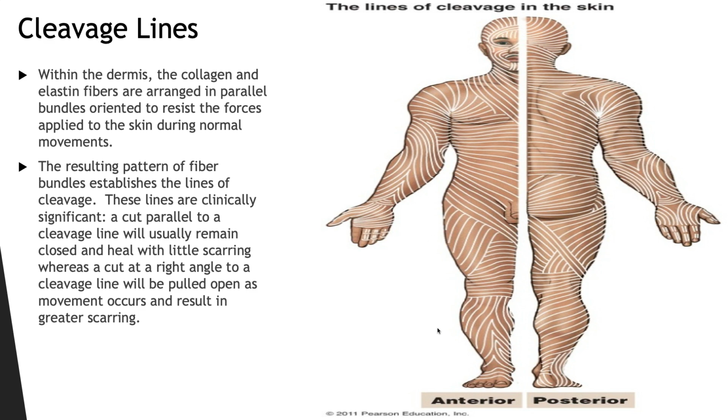As we get into a little bit more of the specifics within these layers, you start to see things that are called cleavage lines. So within the dermis, the collagen and elastin fibers are arranged in parallel bundles and oriented to resist forces that are applied to the skin during normal movements. What happens as a result of that is that fiber bundles establish a line of cleavage. And these lines are clinically significant. A cut parallel to a cleavage line will usually remain closed and heal with little scarring, whereas a cut at a right angle to a cleavage line will be pulled open as movement occurs. So in order to reduce scarring, you cut along these cleavage lines, which is something that you'll learn if you go into surgery.